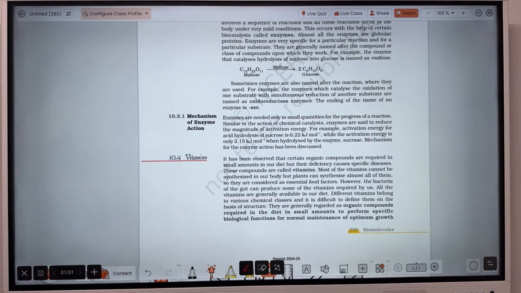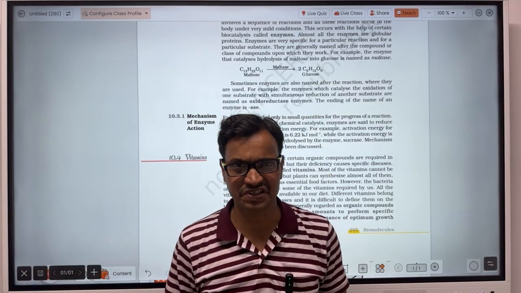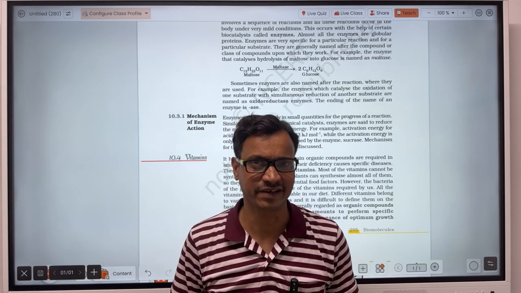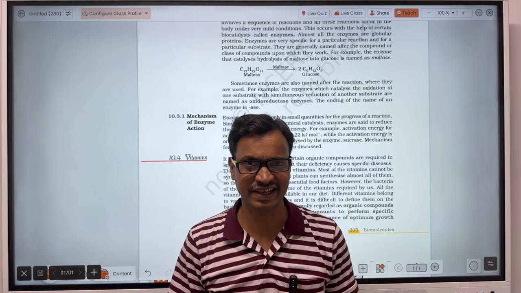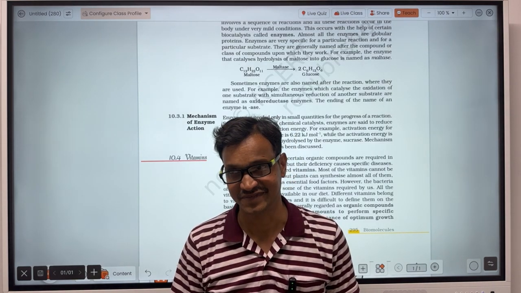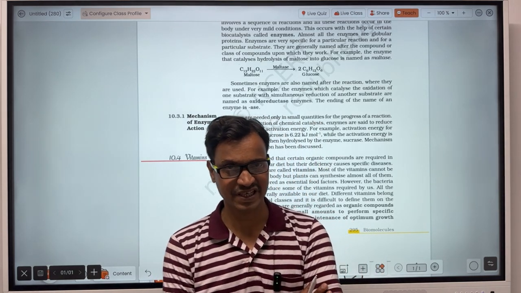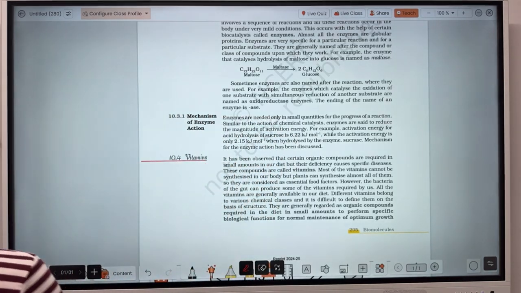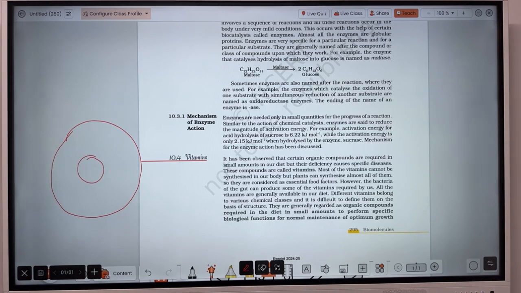Just as a particular lock can be opened by a particular key only, in the same way a particular enzyme will act on a particular substrate only. Why can a lock be opened by a particular key only? Suppose this is a lock, and here is the active site. The active site means the portion in which you insert the key.